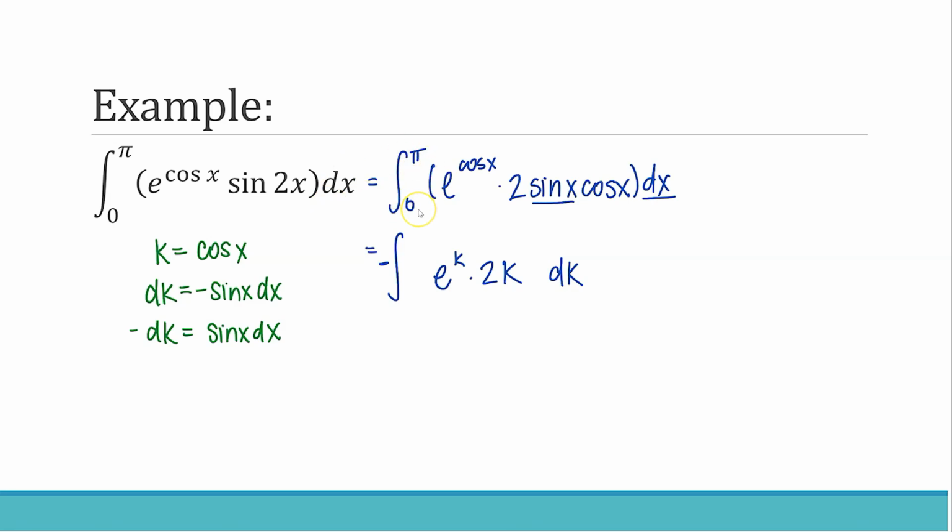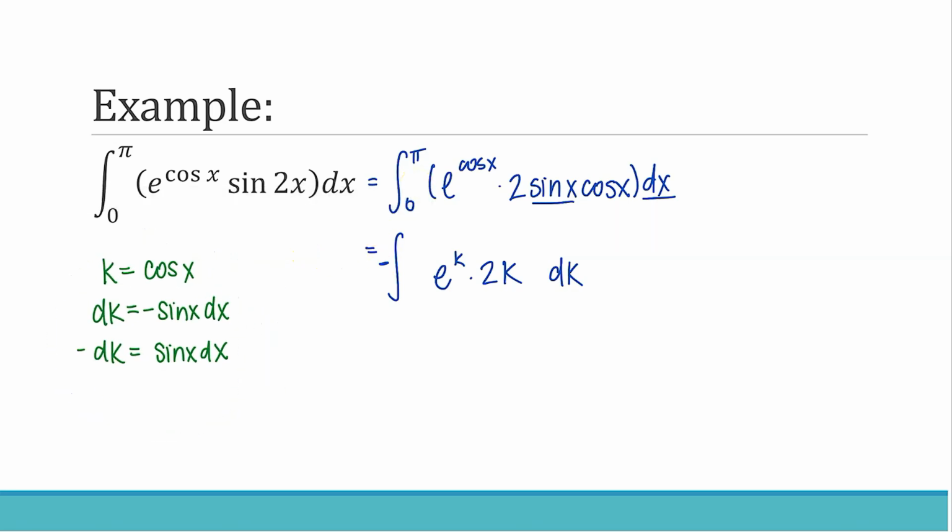But these limits are x values. They are not k values. So I'm going to go ahead and turn them into k values. So k of 0, what's cosine of 0? That's 1. And then if I plug in pi, k of pi, what's cosine of pi? That's negative 1. So let's keep our scratch work separate here.